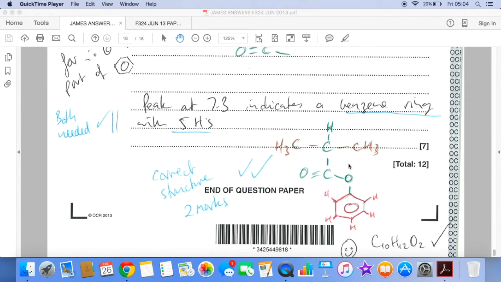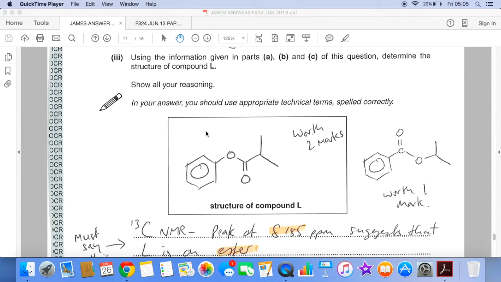Just do a final check. Have I got C10H12O2? Yes, I have. So I'm drawing my answer into the box now. So the structure of compound L is this. That's worth 2 marks, and I just wanted to show you an alternative answer which isn't quite right, but you would be credited 1 mark for this one. And basically the difference is the ester bond's the wrong way around in this one. So this is the right answer, but this would have got 1 mark.